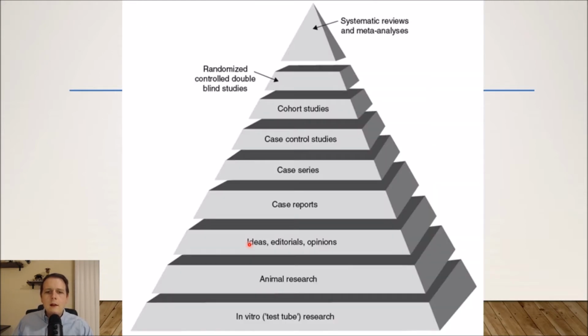So getting into it, we can start off at the base of our pyramid here with sort of research we're not going to be dealing with too much.